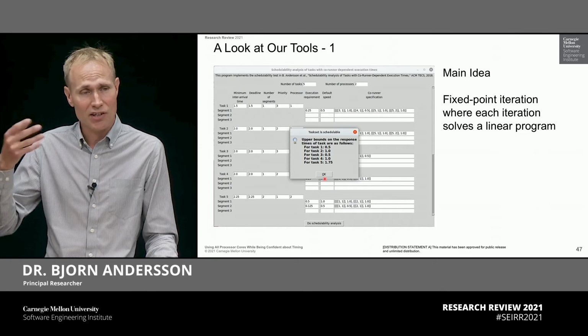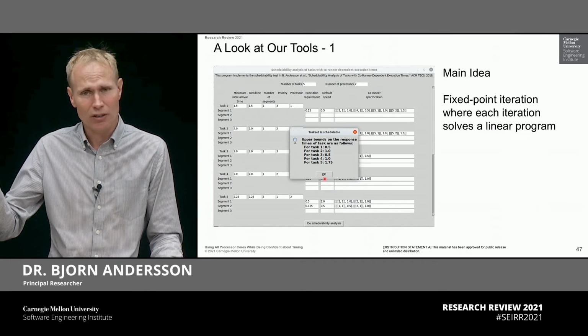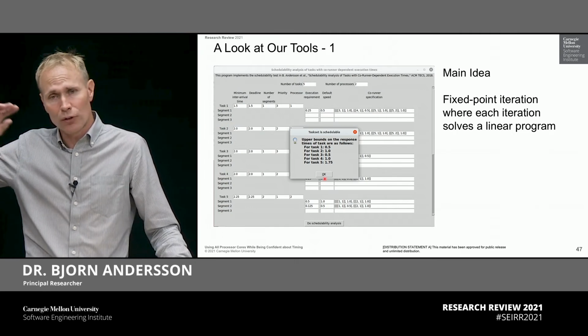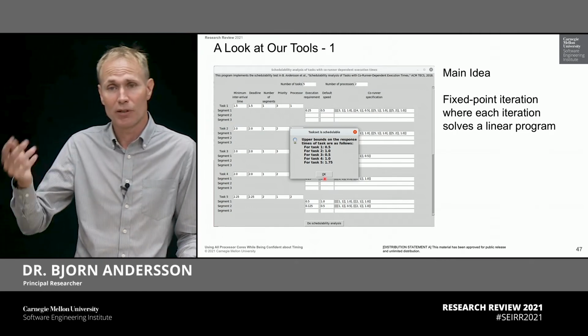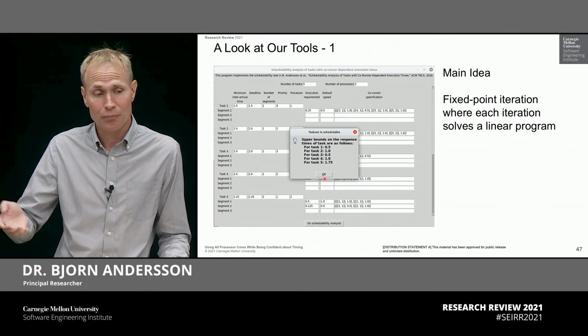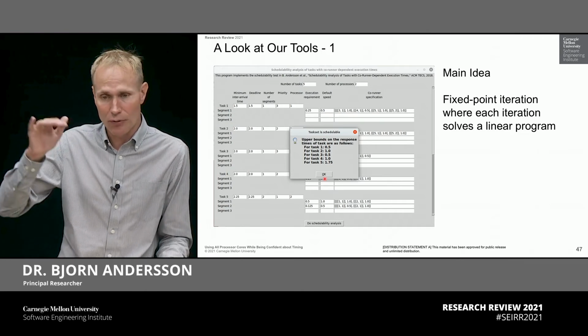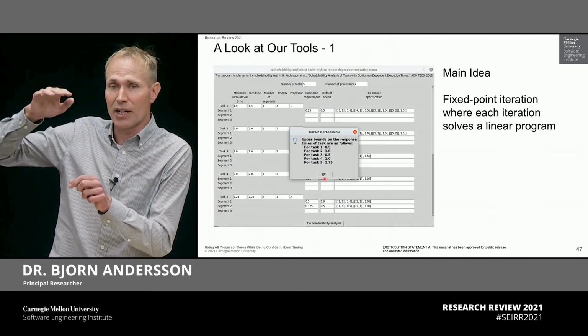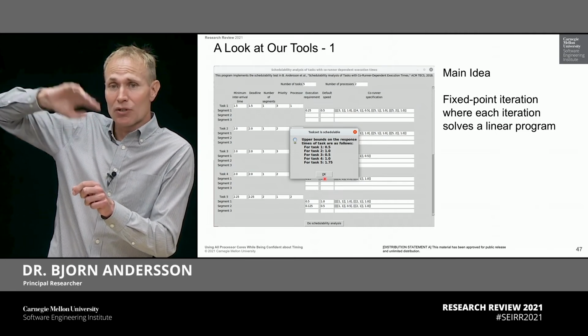This is a long discussion about how it works, but the main idea is that we run a fixed point iteration similar to classic rate monotonic. But in classic rate monotonic, we have a closed form expression to compute the so-called request bound function of a task. Here we do it by solving a linear program. There's also a difference: in classic rate monotonic, you have a request bound function per task. Here we have a request bound function for the task and its higher priority tasks, and we have to obtain that by solving a linear program.